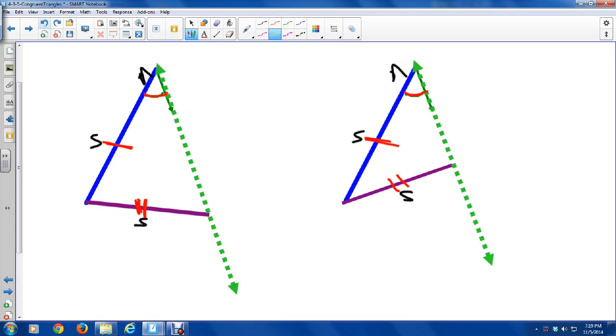So that's why we say our ASS case doesn't work, because right now I have ASS, and I ended up with two very different triangles.